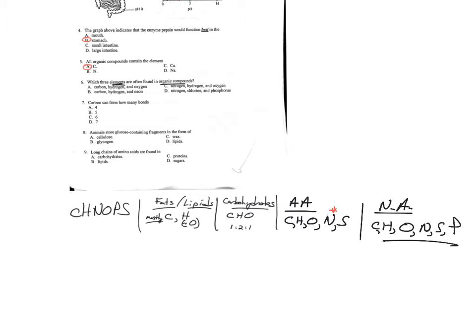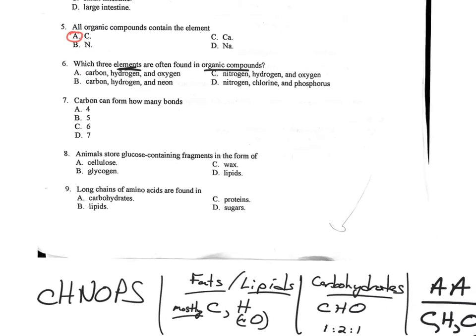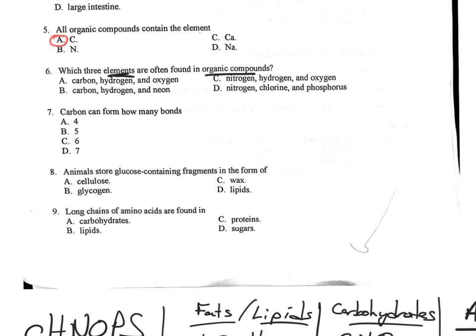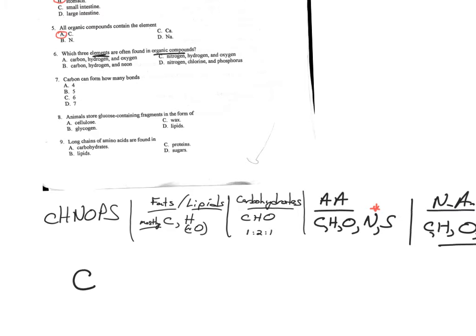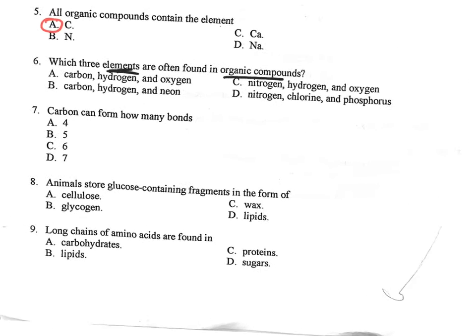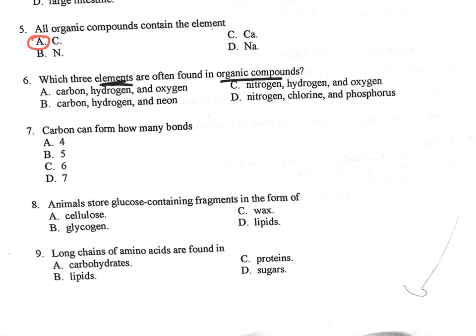So these are the organic elements. These are the elements that are organic. But by the way, remember, organic means with carbon. Anything with carbon, right? It's a carbon chain. So let's look at this. Let's see which ones are often found in organic compounds. Well, we know carbon, hydrogen, and oxygen are in all of them, aren't they? They're in all of these. Even fats have a little bit of oxygen in them. So carbon, hydrogen, and oxygen are found in all of them.